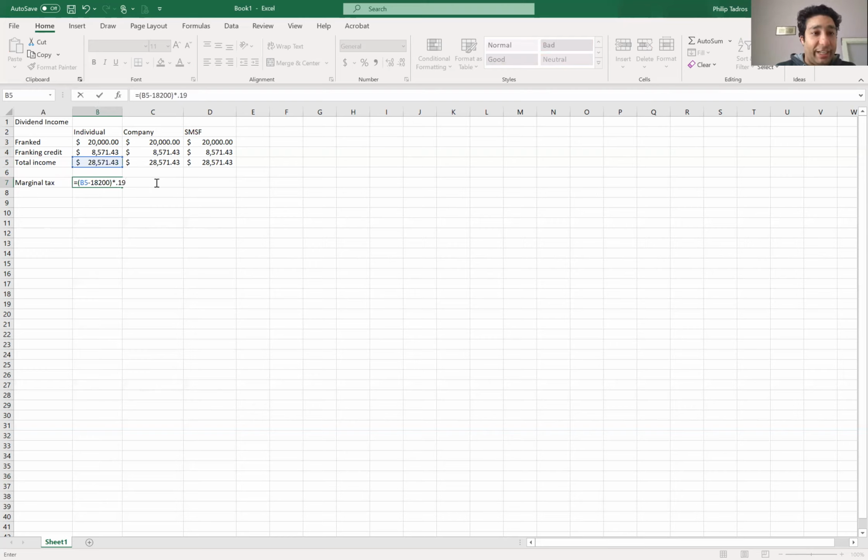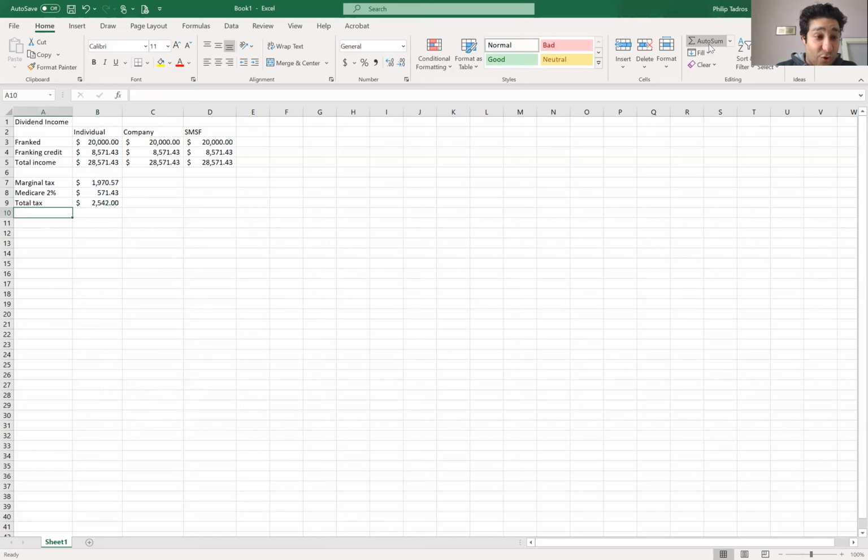So what we're doing here is 28,571 minus 18,200 times 19%. Then you got Medicare levy at 2%. So you have 28,571 times 2%. So your total tax is $2,542. Now, less franking credits.